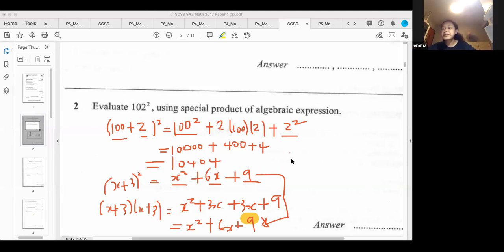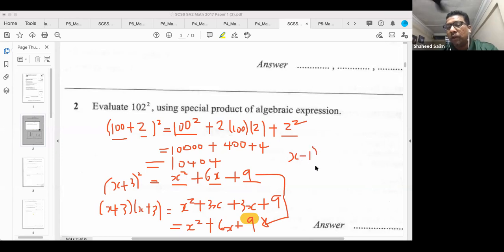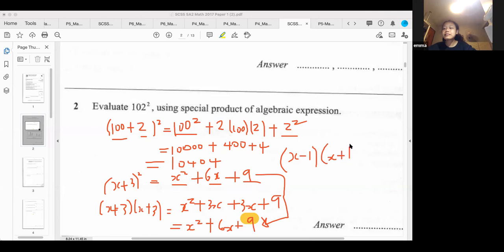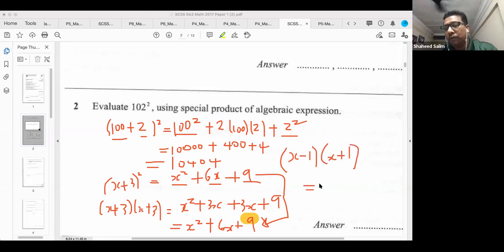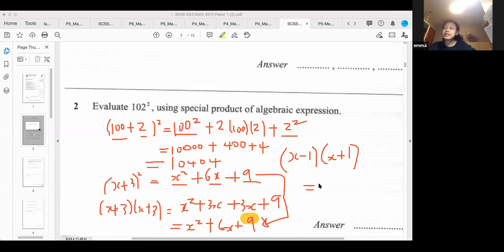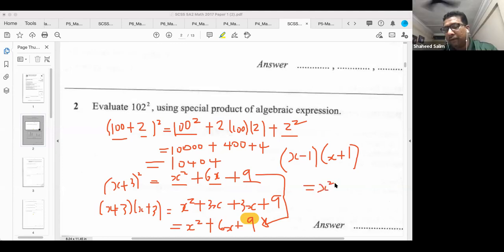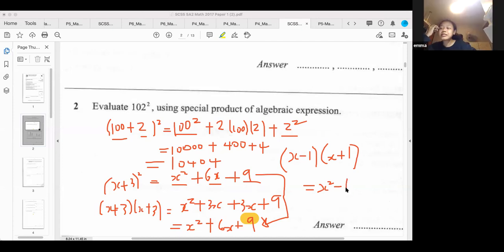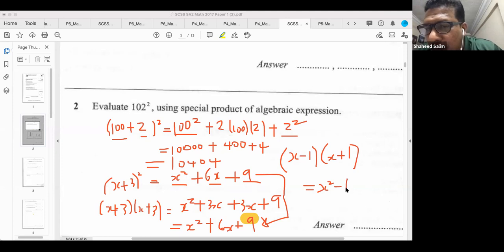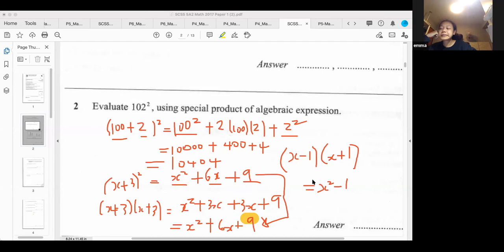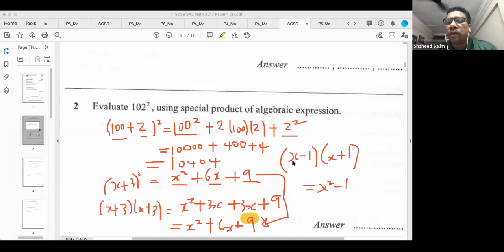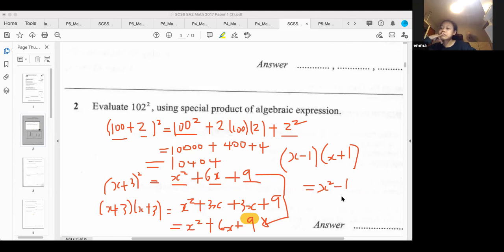Just like this one, x plus 1, x minus 1. You tell me without expanding, what is the answer? Do you know? No. X square minus 1. That's it. But it only comes after you expand it out, get x squared minus x plus x minus 1. Then, oh, just x square, then minus. So after a while, you get used to the pattern.